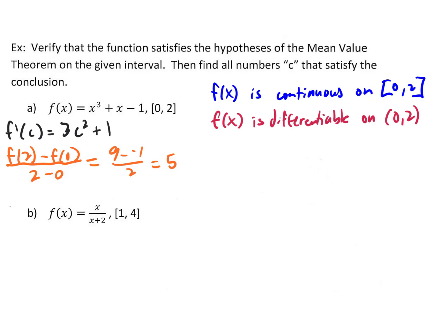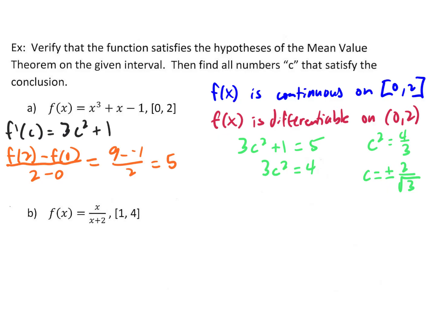That's better. Okay. What the mean value theorem guarantees is that there's going to be some C value that will let these two things be equal to each other. And so that's what we have to find. So 3c squared plus 1 equals 5. So that means 3c squared equals 4, which means c squared equals 4/3. So then I take the square root, and whenever I take the square root, it's plus or minus. So the square root of 4 is 2. The square root of 3 is square root of 3.